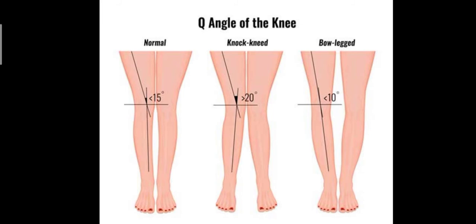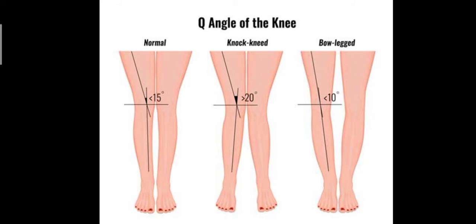In the diagram, we see normal, knock knee and bow knee. So interpretation: when the knee is straight, the normal Q angle for male is 15 degrees and for female it is 18 degrees.